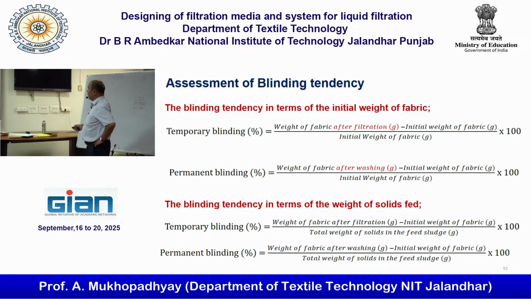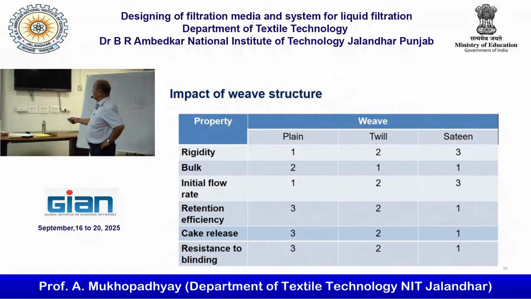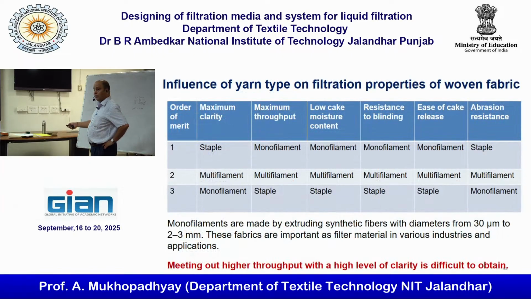Now coming to that, if you see the different yarns being used, staple yarn can give you the maximum clarity because it has hair inside it and a porous structure, and multifilament can give you some, while monofilament can give you the least clarity. Maximum throughput is possible with monofilament, least throughput is possible with staple. Low cake moisture content is possible with monofilament.